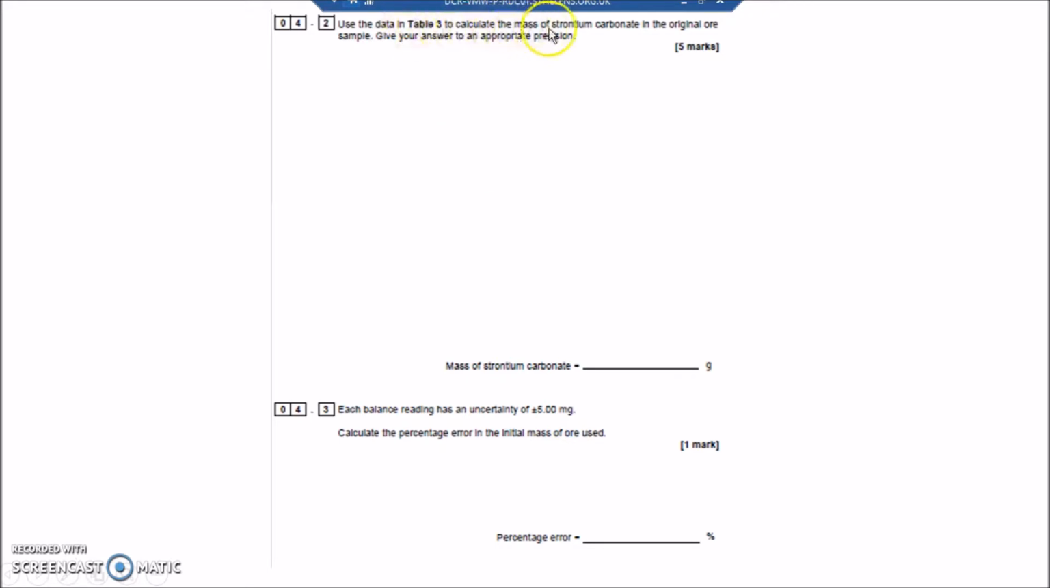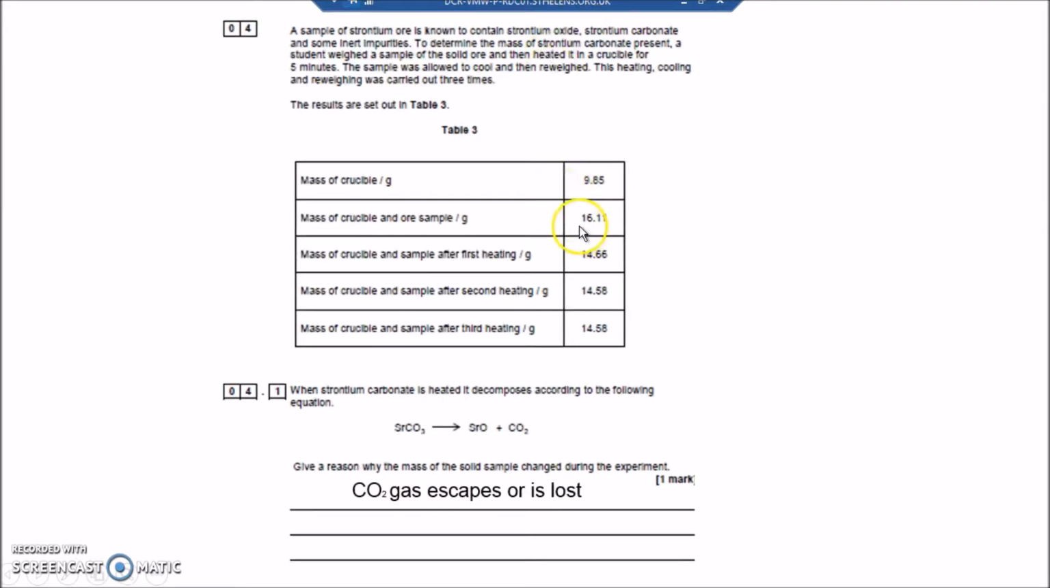Use the data to calculate the mass of strontium carbonate in the original ore sample. Give your answer to the appropriate precision. Well, if I take the mass of the crucible and the ore, and the mass of the crucible after heating, and I subtract the two, I'll work out the mass of the carbon dioxide that's made.